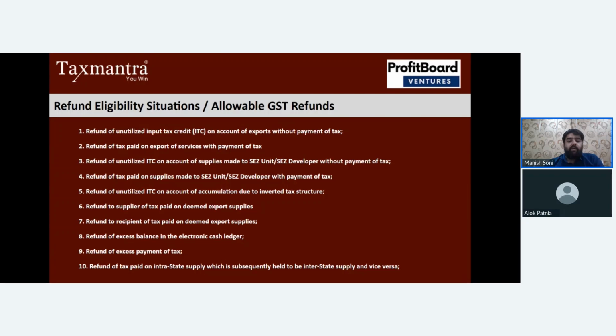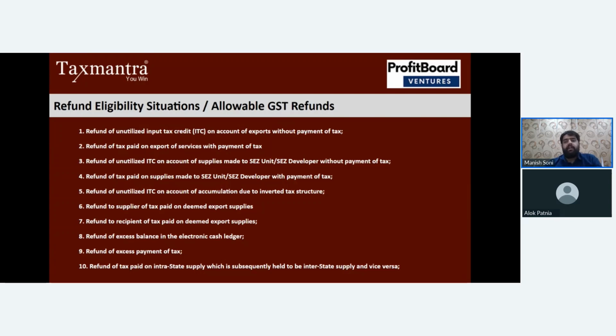Then the most questioned area is about the inverted tax structure, where the tax structure is such a way that your input is at the higher rate, that is 18 or 28%, but your output, the services that you're providing, you're charging 5% or 12% on that. This means there's a gap between your output and input.